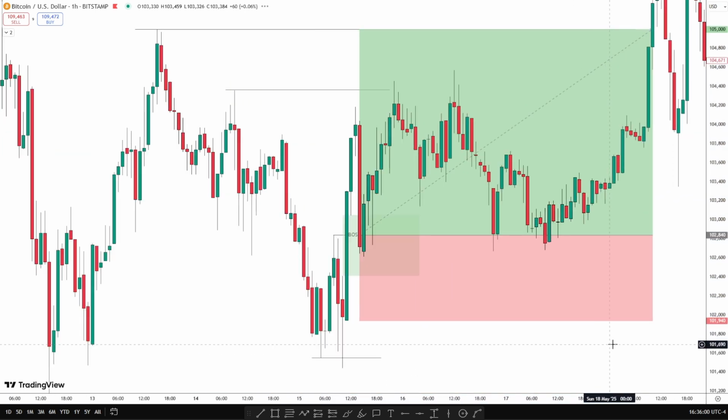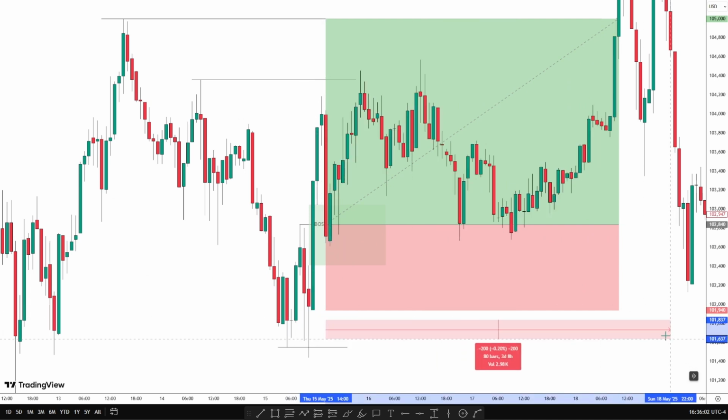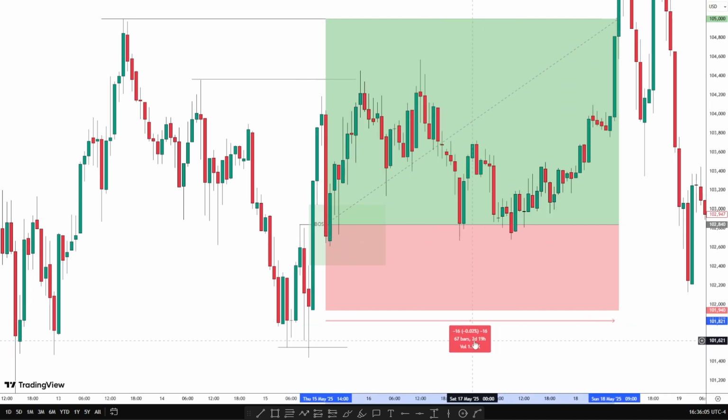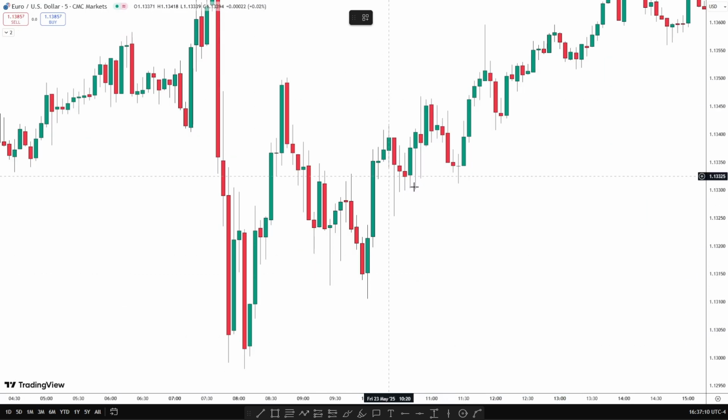As you can see, this is also the hourly time frame. From entry, this would have been a two-day trade. Okay, so right here, I have two examples.